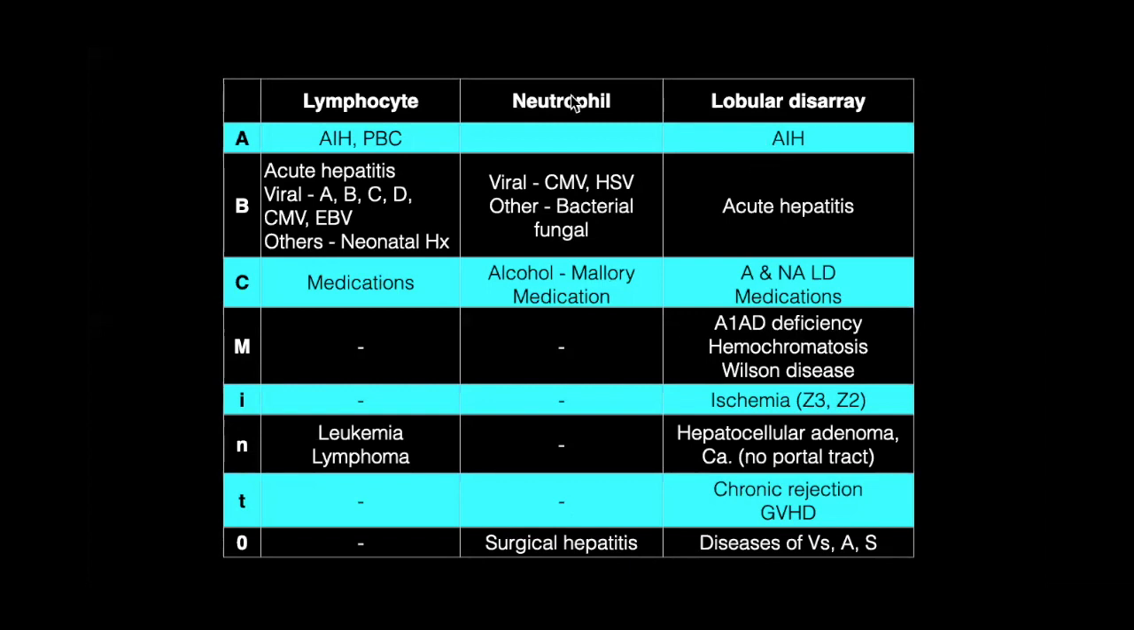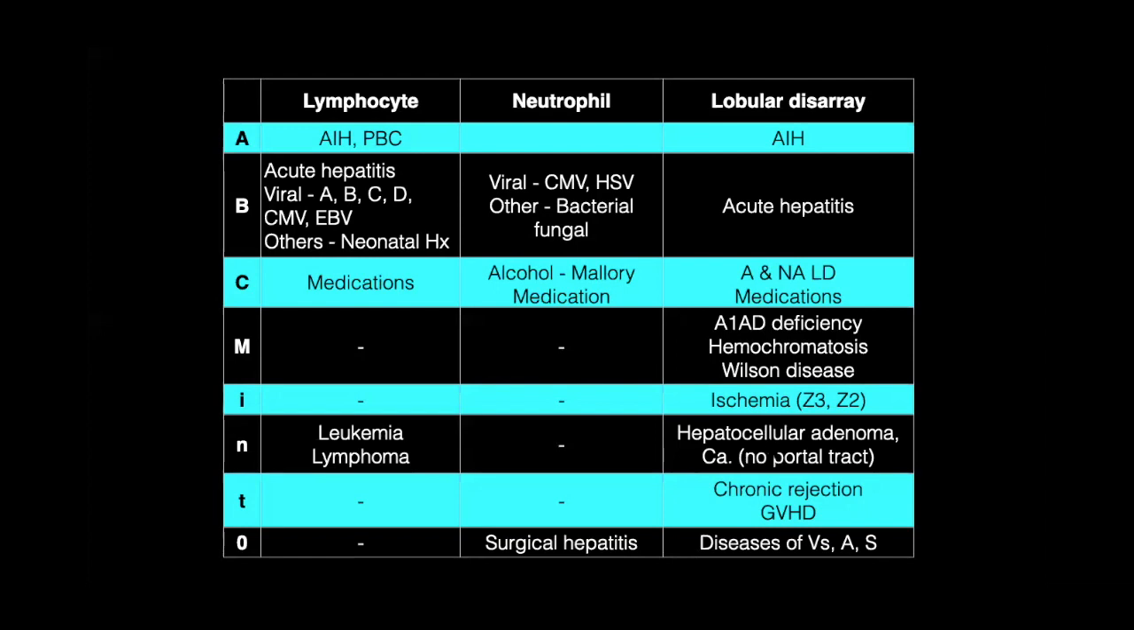And the lobular disarray can be seen in autoimmune hepatitis, without any inflammation, it can be there. Acute hepatitis can cause lobular disarray without inflammation. Alcoholic and non-alcoholic liver disease. Medications. Metabolic diseases like alpha-1 antitrypsin deficiency, hemochromatosis, Wilson's disease, pure ischemia in zone 3 and zone 2, especially associated with medications, can cause this.